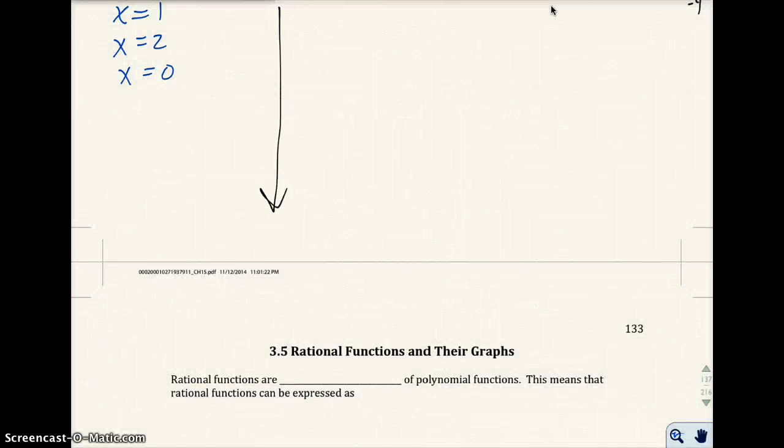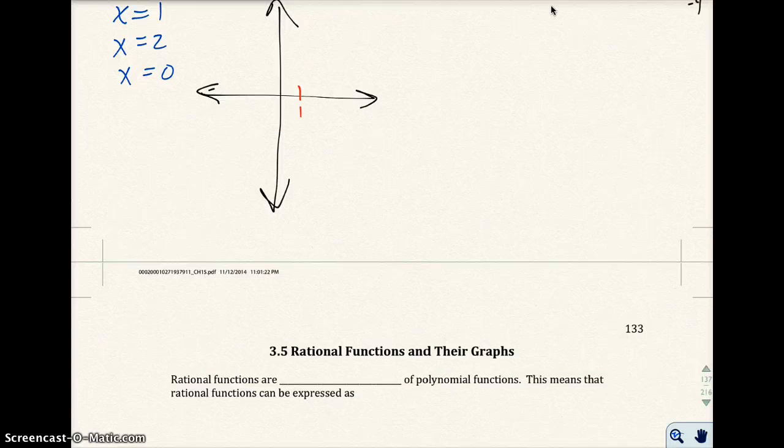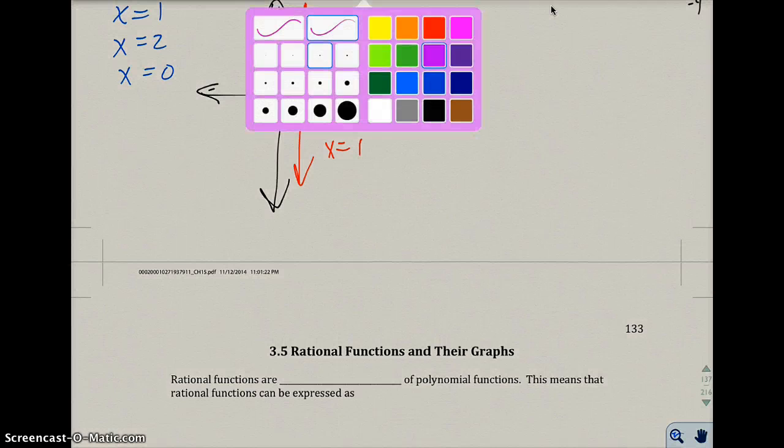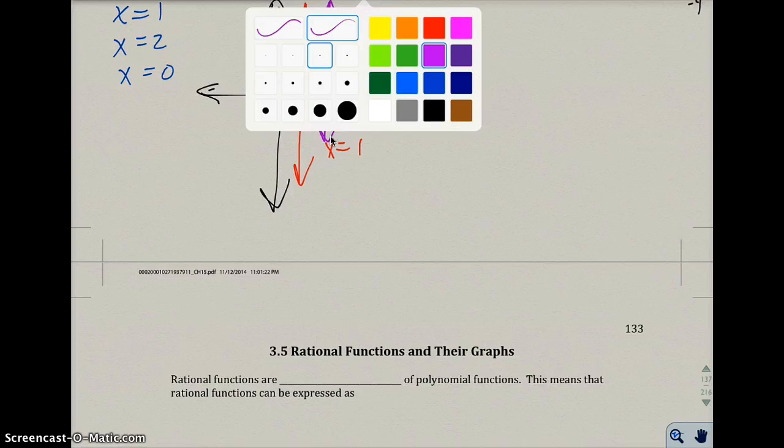So here is my Cartesian plane. If I were to graph x equals 1, that would be this line right here. That would be x equals 1. If I had x equals 2, that would be this line right here. So if we know that x equals 1 is this line, and x equals 2 is this line, then x equals 0 must be this line right here.